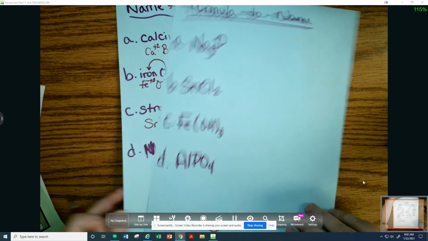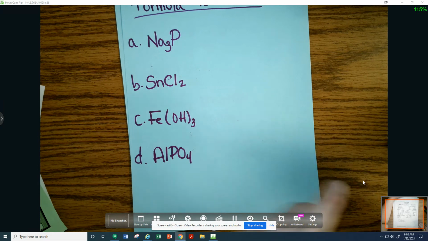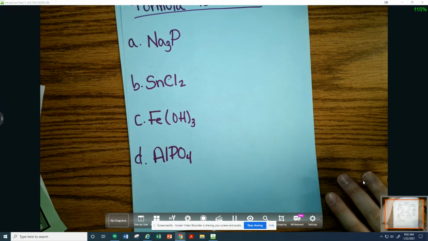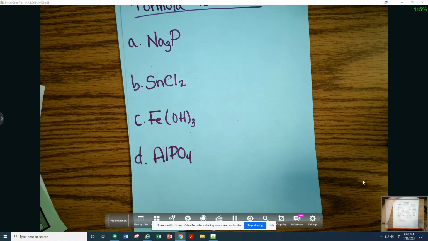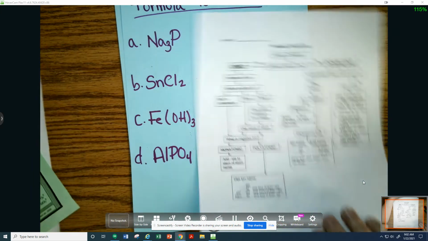So this is the part that I feel is more challenging to students, where you have a formula and you need to go to a name. Because I feel like you have less obvious indicators like a Roman numeral and a suffix to work with. And so here you have to decide, and this is where that naming tree is going to be really useful.